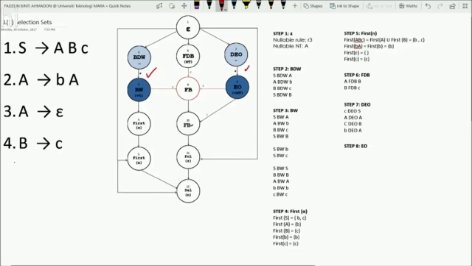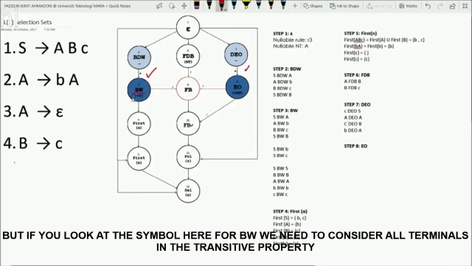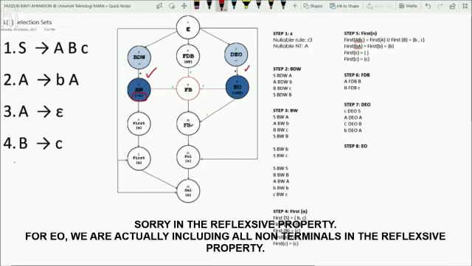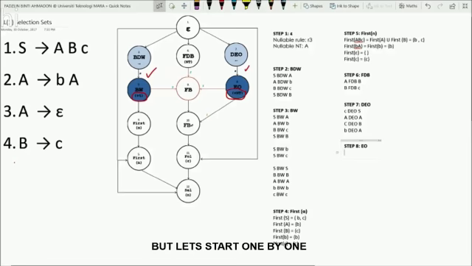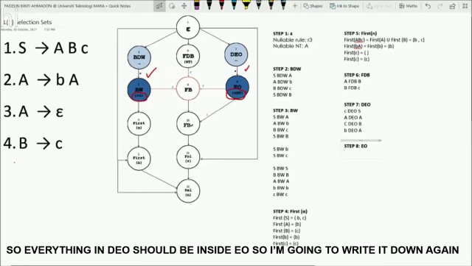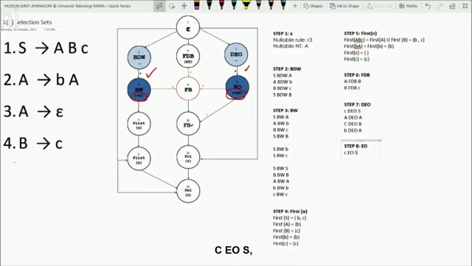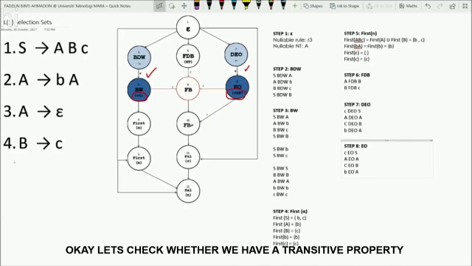But if you look at the symbols here, for BW we need to consider all terminals in the reflexive property. For EO, we are actually including all non-terminals in the reflexive property. But let's start one by one. Everything in DEO should be inside EO. So I'm going to write it down again: CEOS, AEOA, CEOB, BEOA. Okay, let's check whether we have a transitive property.